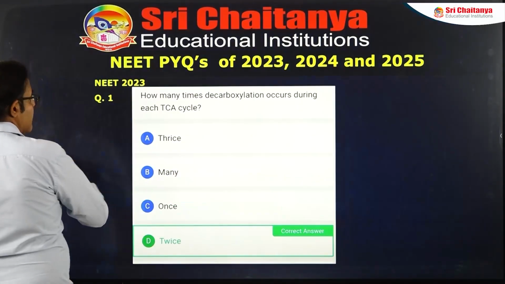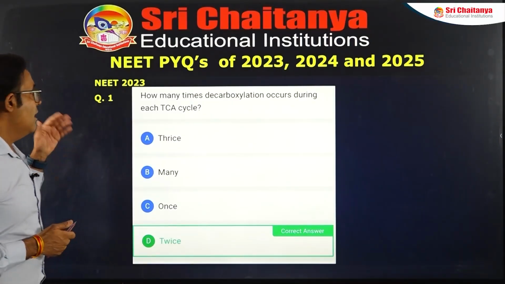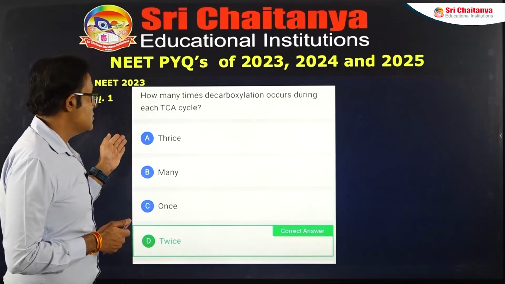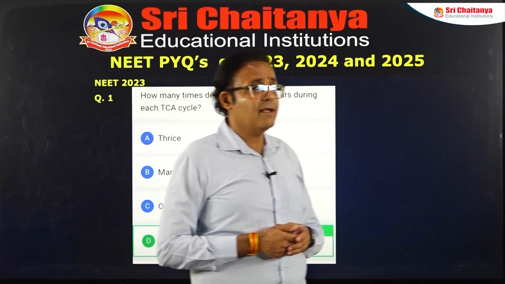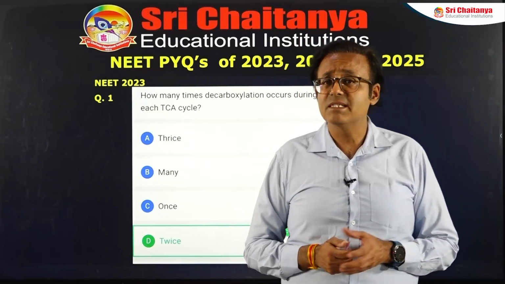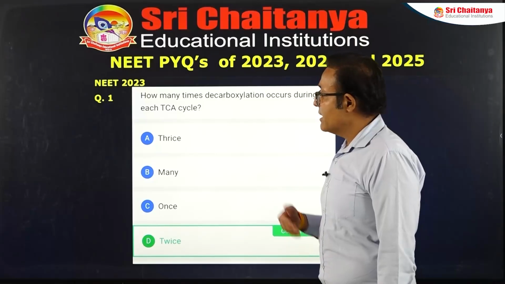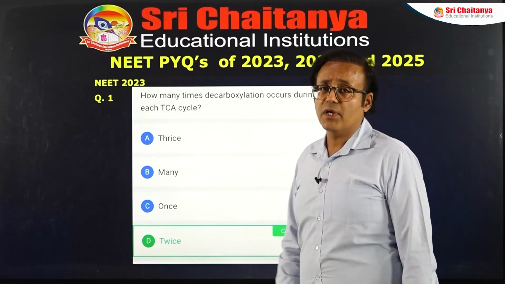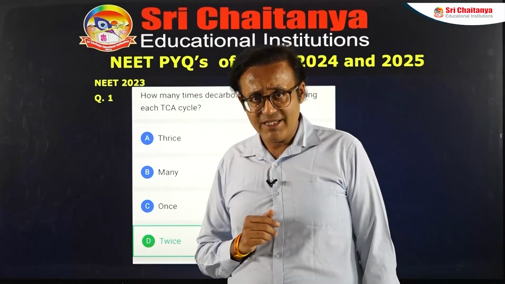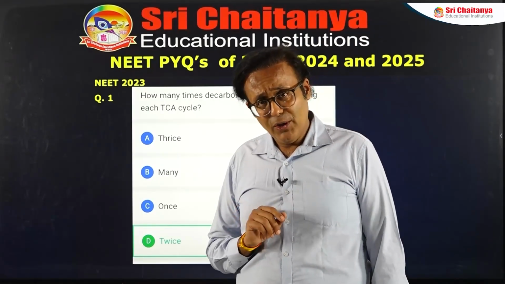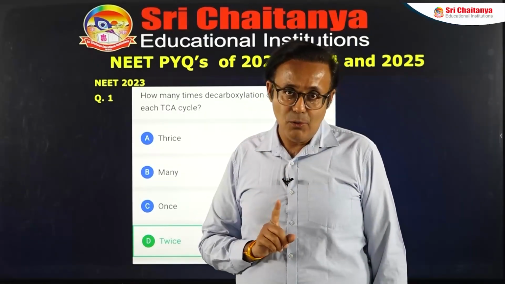Okay, students, this was the next question, which came in NEET 2023. How many times does decarboxylation occur during each TCA cycle? So they're asking the same type of question. So you're getting an idea what type of question comes from which subtopic of this chapter. You know how many times the TCA cycle or Kreb cycle operates, that is 2 times. You know that 2 molecules of pyruvic acid get converted into 2 molecules of acetyl, and because of the 2 molecules of acetyl, the Kreb cycle generally occurs twice, if the substrate is glucose, not fat.